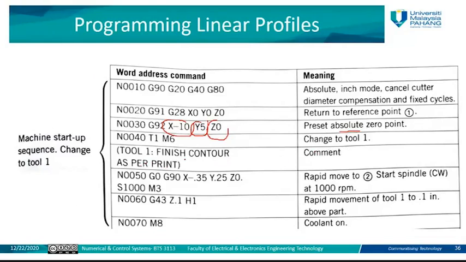Here there is this comment, finish contour as per print. That means you are going to mill the shape as it is provided in the graph, like this one, then go down, then return before you move to the drilling process. So the first part of the program will focus more on the milling part, or the contour milling.